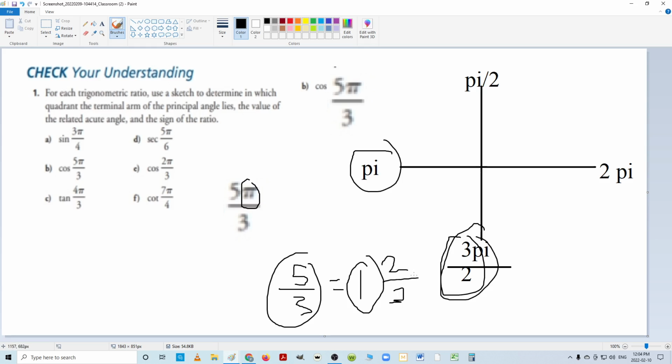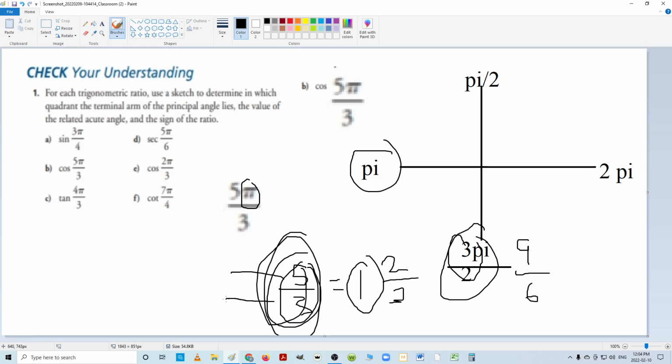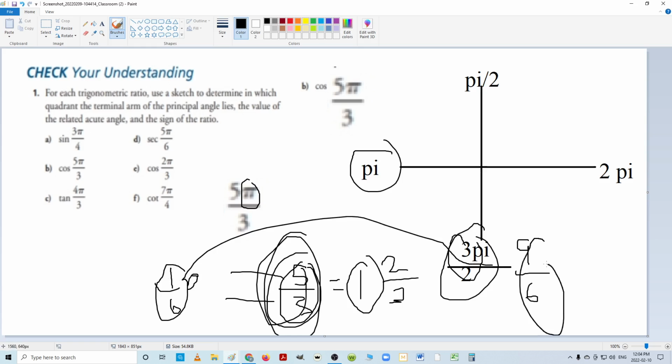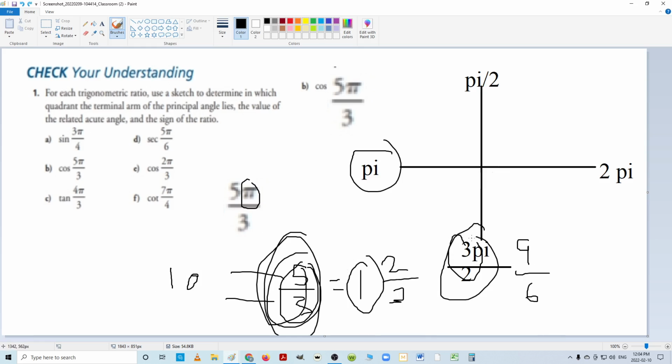Now, one way to do this is to put them over the same denominator. So for these, I would multiply this by 2 over 2 and multiply this by 3 over 3. I'd get 9 over 6, and then see which fraction is bigger. So I multiply this by 2 over 2, and I get 10 over 6. Is 10 over 6 bigger than 9 over 6? Yes, it is. So I know that it's in this region. I also know 1 2/3 is less than 2 pi, so I immediately know it falls in this area.